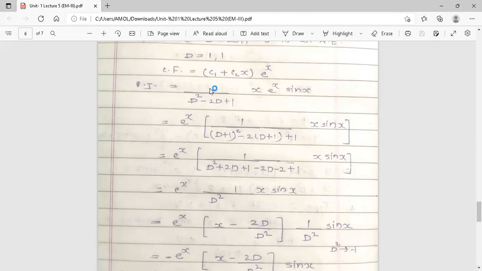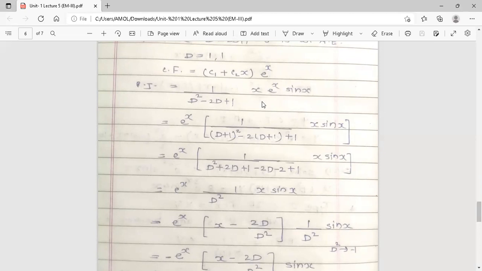That formula is 1 upon phi of d into f of x. Here phi of d is d square minus 2d plus 1 into f of x. F of x is here x into e raised to x into sin x. There is a product of three functions. One of them is exponential, second one is linear function, and third one is a trigonometric function. If there are three functions, then you solve for the first exponential function and consider the remaining term as one function. So here the exponential function is e raised to x, so you solve for the exponential function and the remaining term as one function. So it is now case 5, e raised to x into v.